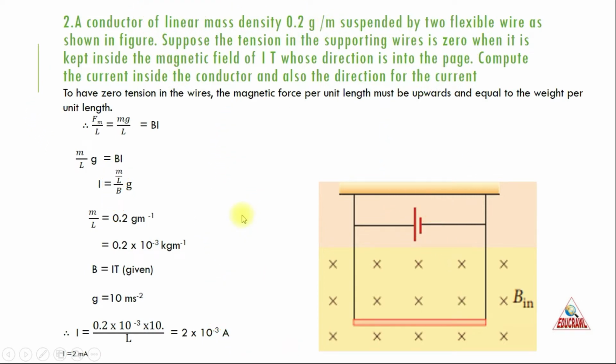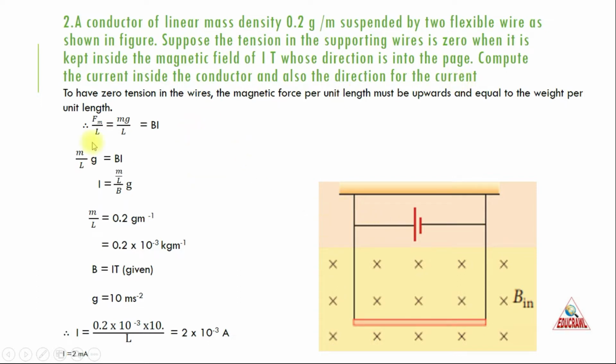The next problem. A conductor of linear mass density 0.2 gram per meter is suspended by 2 flexible wires as shown in the figure. Suppose the tension in the supporting wires is 0 when it is kept inside a magnetic field of 1 Tesla whose direction is into the page. Compute the current inside the conductor and also the direction of the current.